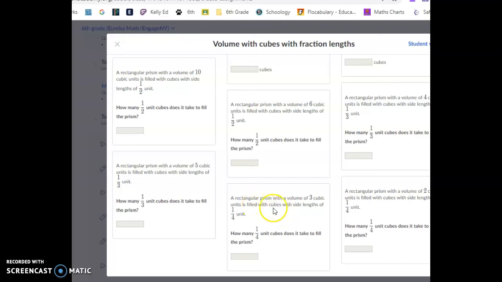So now you're going to be dealing with a rectangular prism with a volume of 3 cubic units, and it is filled with cubes with side lengths of 1/4 unit. So how many 1/4 unit cubes does it take to fill that prism?